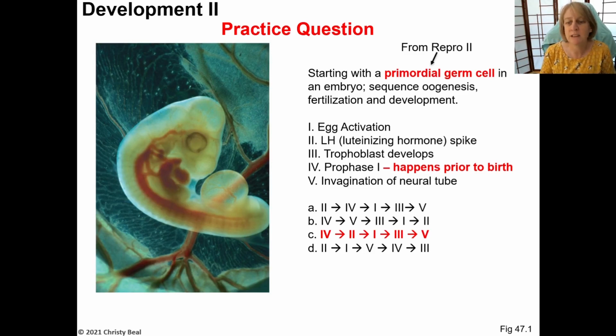So this is a question, it's an upper level 4 sequencing kind of question that asks you to cross from reproduction 2 all the way through development and put those steps in order. So expect to see a few of these as we practice, and we'll practice in review.